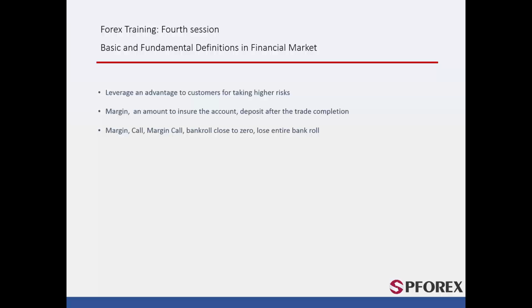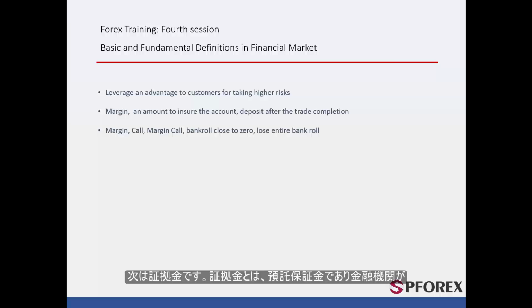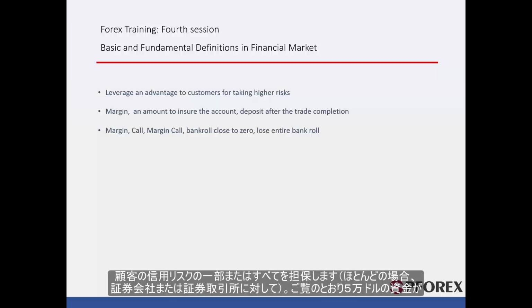Margin. The next step is margin. A margin is a collateral that the holder of a financial instrument has to deposit to cover some or all of the credit risk of their counterparty, most often their broker or an exchange.